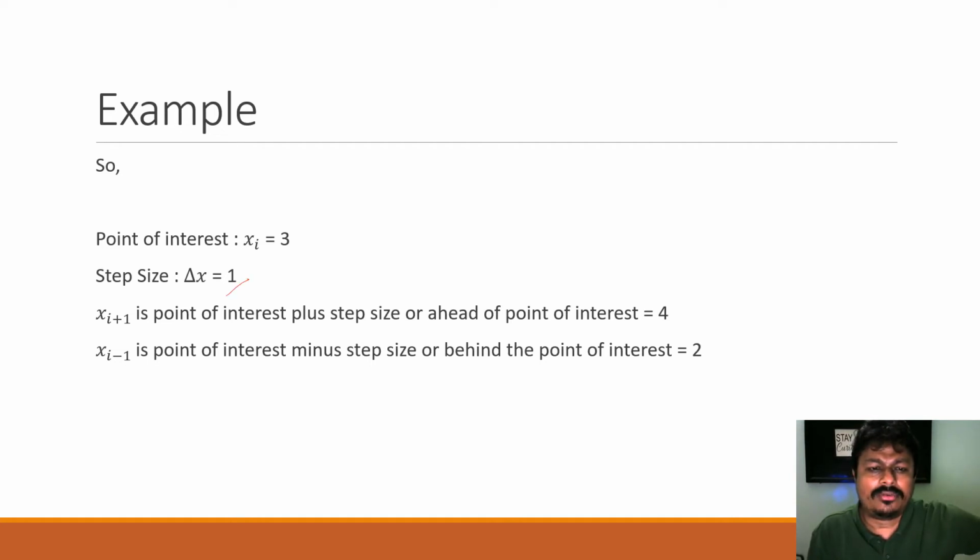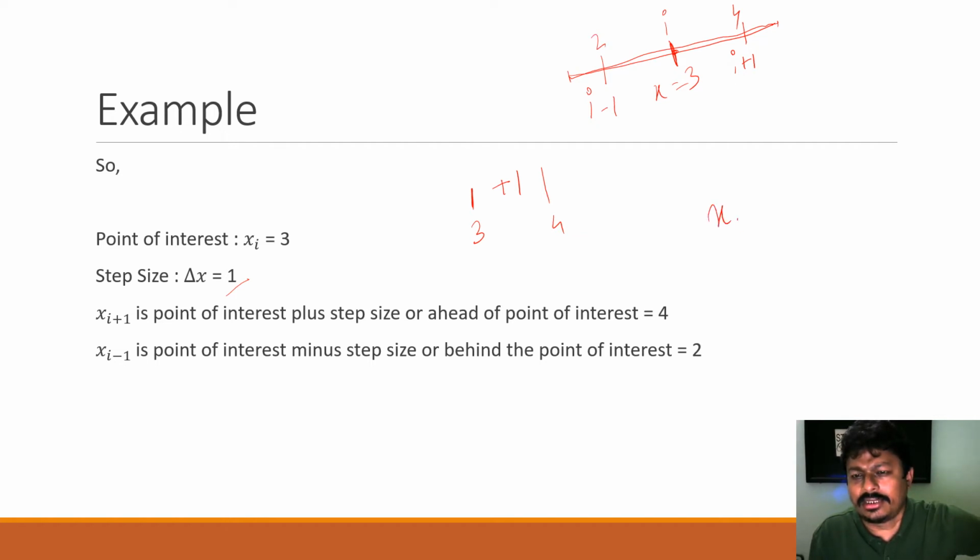So what will be your xi plus 1? We know that xi is 3. So xi plus 1 will be 4. Why? Suppose this is the domain, and this is the point 3, x is equal to 3. And let me indicate this point as i. And then this i plus 1 will be 4, and i minus 1 will be 2. So that is why xi plus 1 is indicated as 4 if xi is equal to 3, and xi minus 1 is equal to 2.